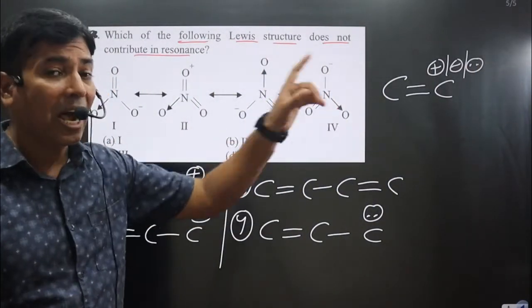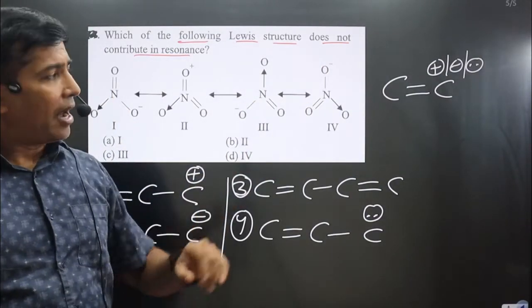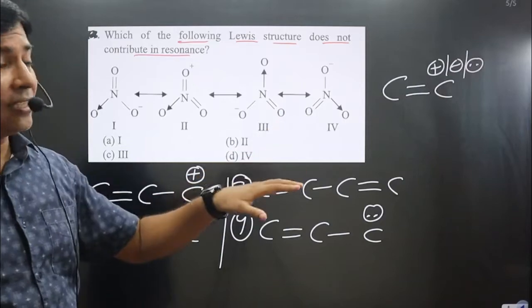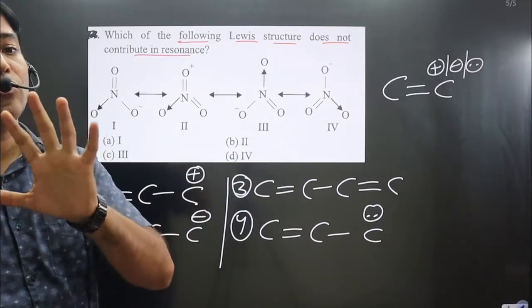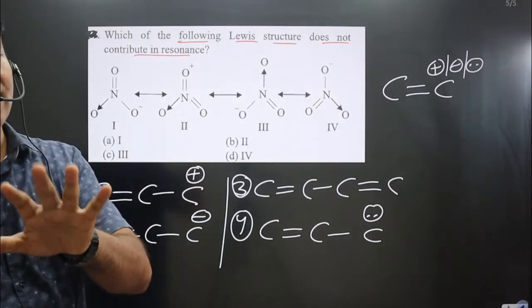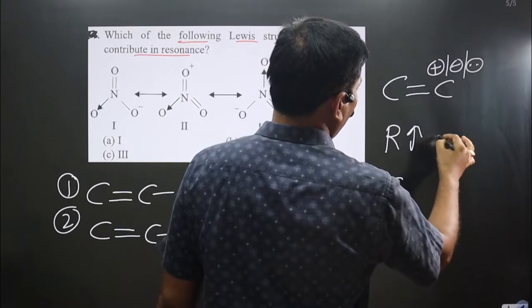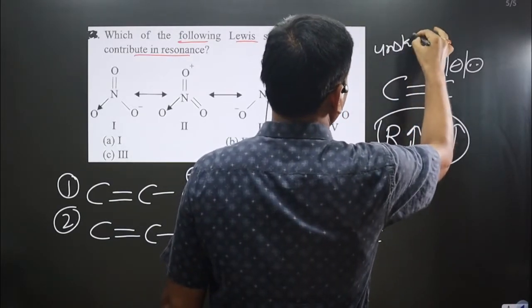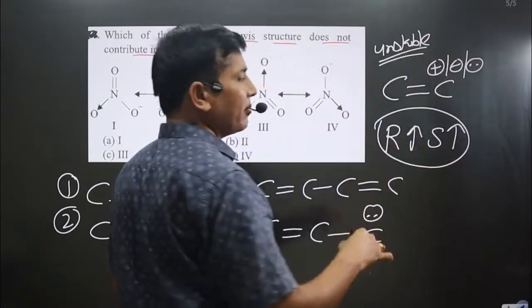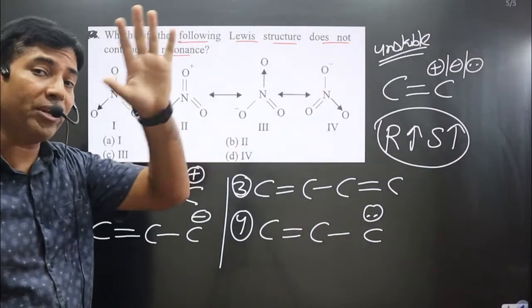Always keep in mind this is a highly destabilized system, highly unstable, and keep in mind resonance is in general directly proportional to stability. Higher the resonance, higher is the stability, and this system is highly unstable. After the double bond, if a positive, negative, or lone pair comes immediately, that system will be highly unstable.